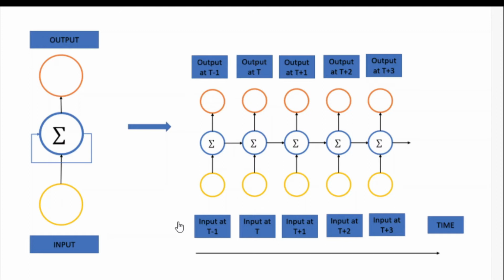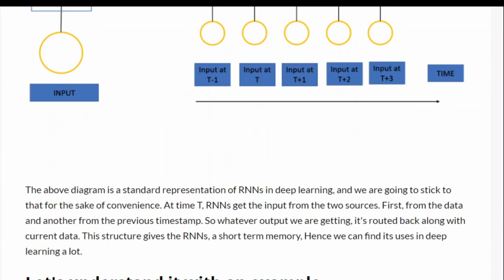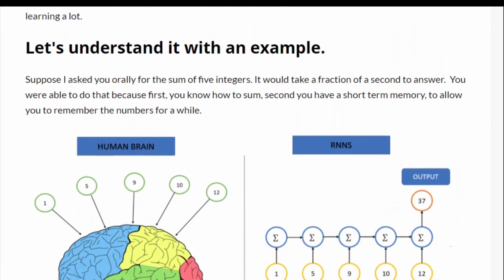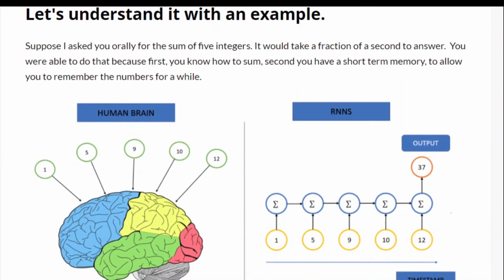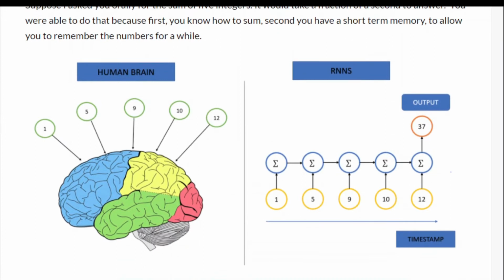So let's understand this network by doing an activity where I will give you five numbers and you have to add them and give me the answer. So here are the five numbers: 1, 5, 9, 10 and 12. I'm guessing you have answered it correctly and the answer is 37. Don't worry if you didn't get it right. I'm not here to test your skill. It's just an activity to make sure you understand RNNs. When I give you the numbers, I'm giving you data at different timestamps. And according to that, you are processing the information and finally giving me 37 as an answer.